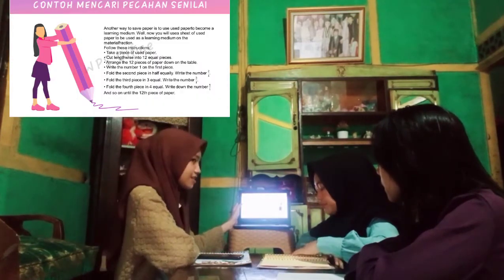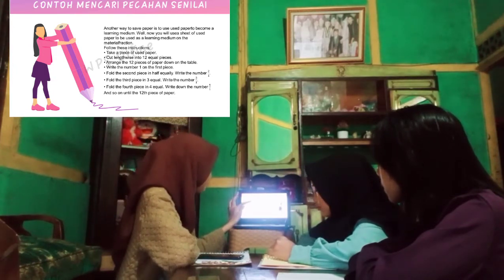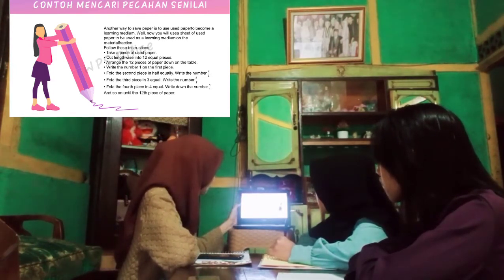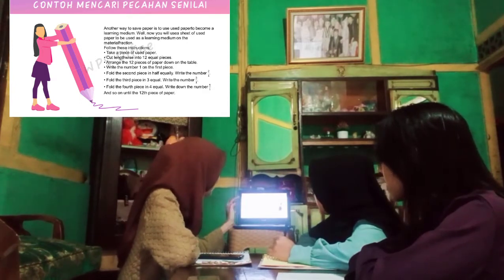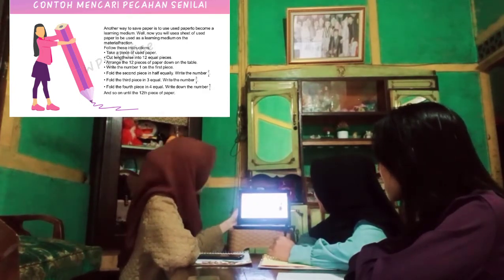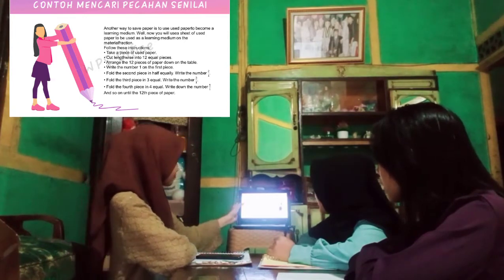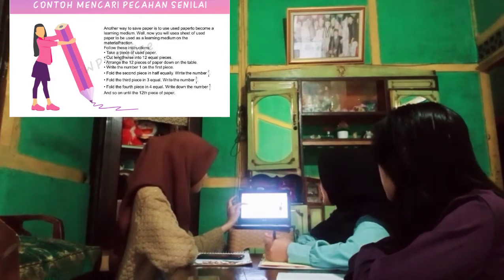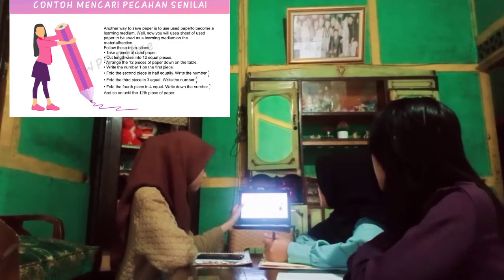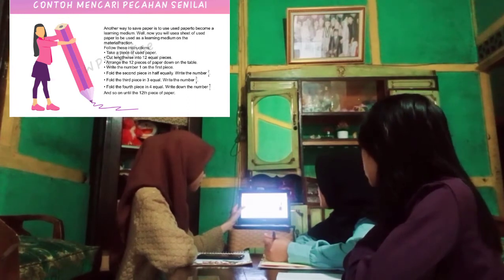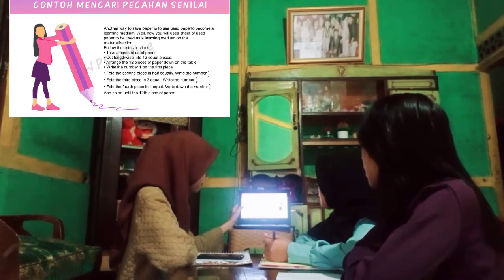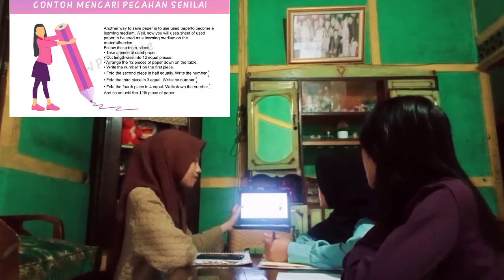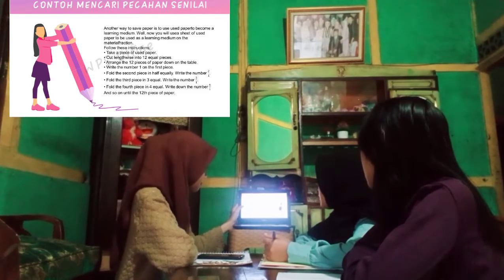Anyone can read the next slide. Yes, you. Another way to save paper is to use used paper as a learning medium. Now you will use a sheet of used paper as a learning medium for this material. Follow this instruction. 1. Take a piece of used paper. 2. Cut lengthwise into 12 equal pieces. 3. Arrange the 12 pieces of paper on the table. 4. Write the number 1 on the first piece.